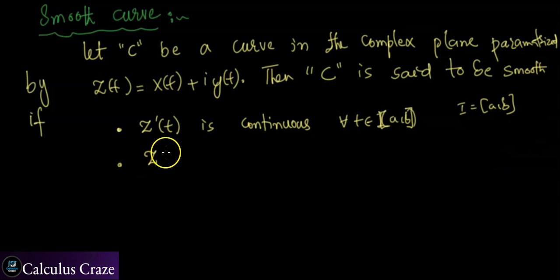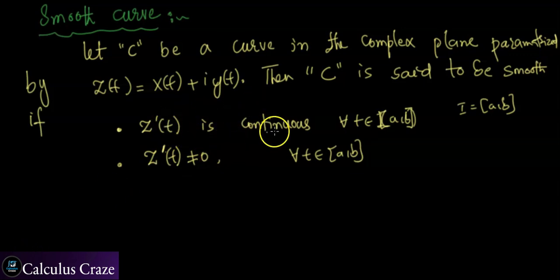Moreover, the derivative of z is not zero for all t in the interval a to b. So the derivative is non-vanishing. In other words, at every point it has a derivative which is not zero. So its derivative is continuous on the interval and its derivative is not zero on the interval. So we can talk about some of the examples. Let's consider this example.